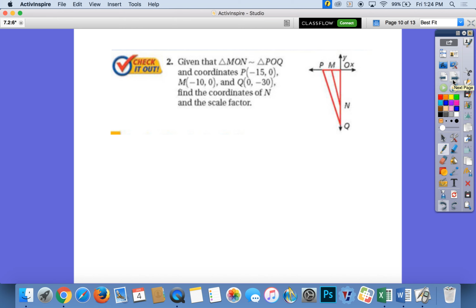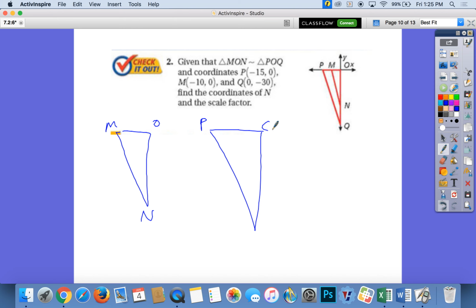Let's do one more of those just to drive the point home, because this to me is what can be confusing out of this section. So I have MON, and I'm going to do the same thing that I did before, and then I have POQ. And again, I'm going from my small to my large. That's the order it wants me to go in. So I have P, O, Q, I'll go ahead and get down what I have.